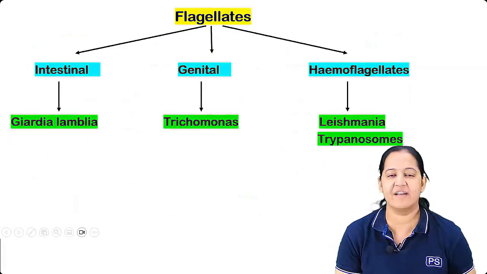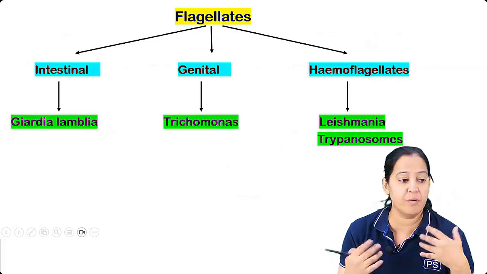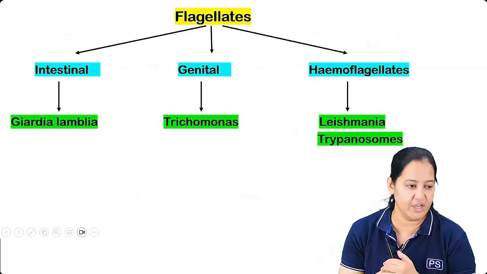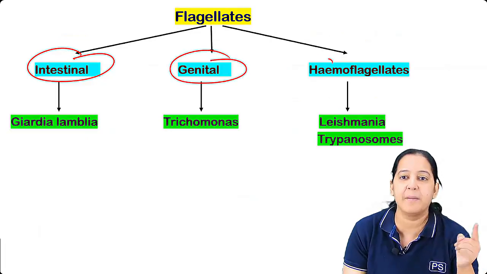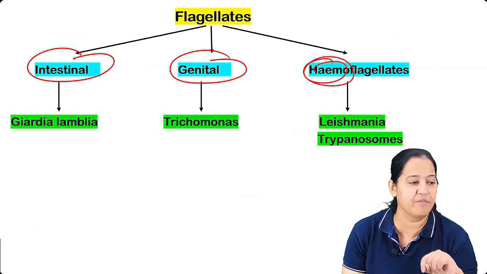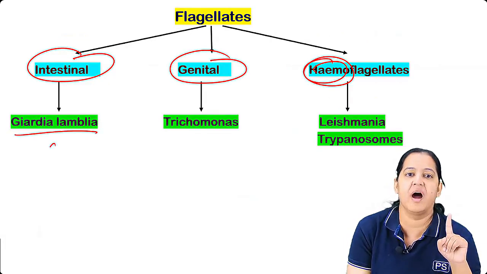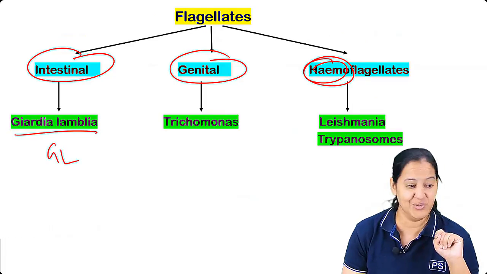How many flagellates are there? 3 types of flagellates, depending on where they reside in the human body. They reside in the intestine, in the genital cavity, and in the blood of the human. Blood of the human is hemoflagellate. So one in the intestine, Giardia lamblia. I will teach you that.